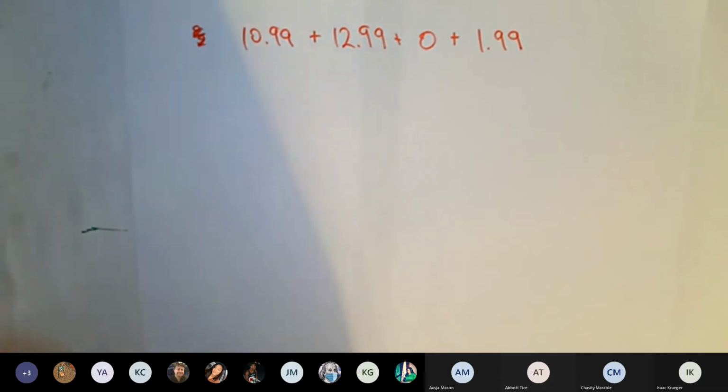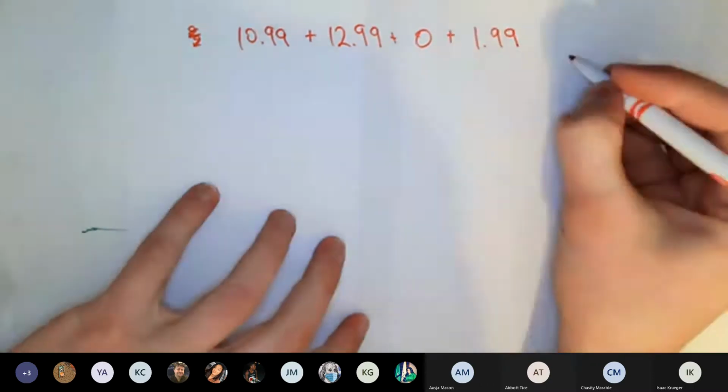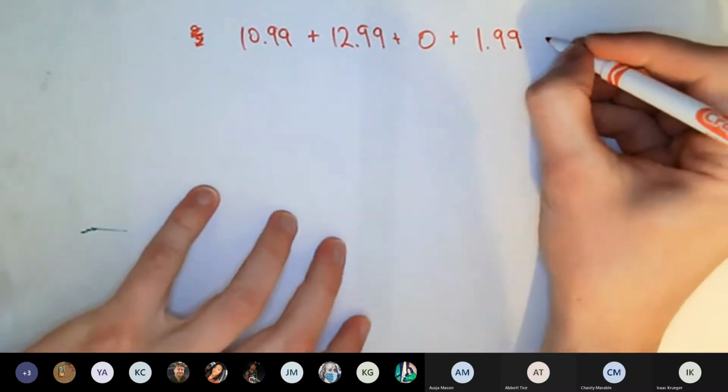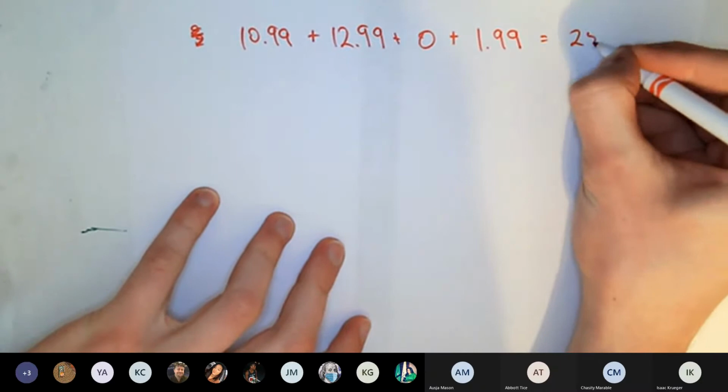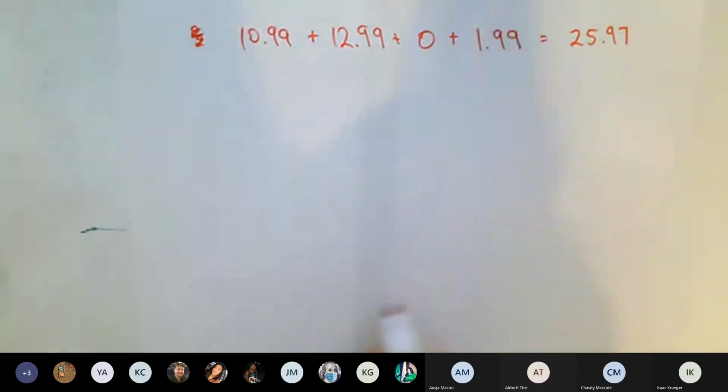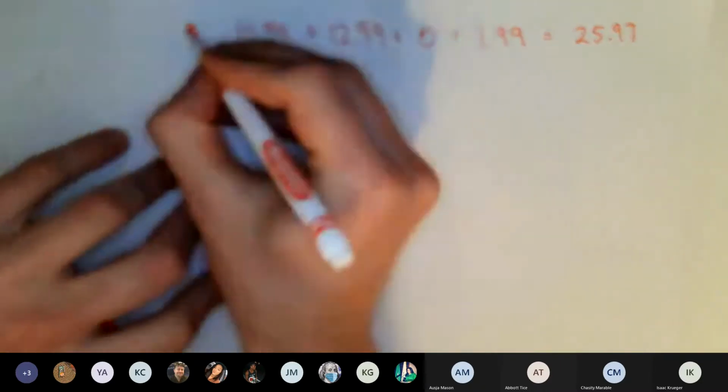So add these up real quick. 10.99 plus 12.99 plus 1.99. I'm getting 25.97. That's not looking good so far, right? That is just step one. That is the total before tax. So that's step one here.